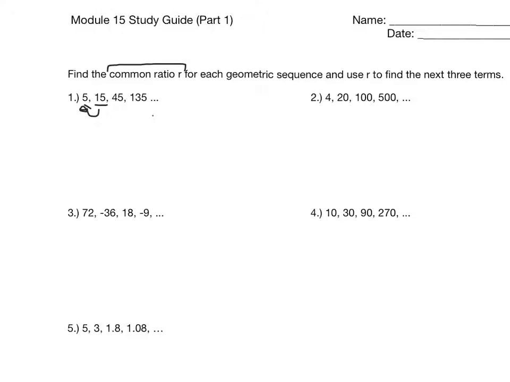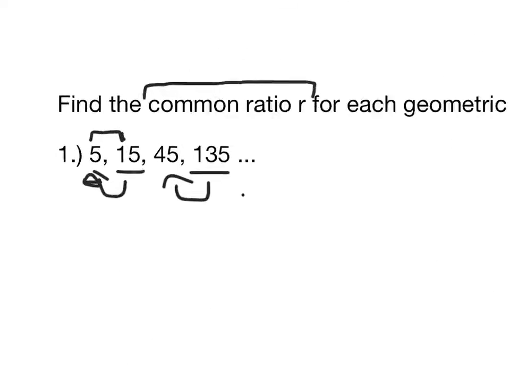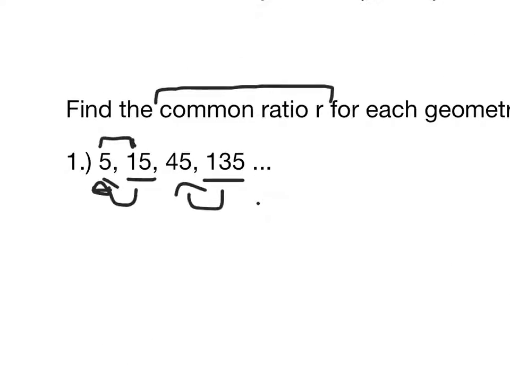You could have used any term, though. You could have used 135. 135 divided by 45 would also be 3. So that's just saying that in this geometric sequence, we are multiplying by 3 every time. That's our common ratio. That's all that means. Multiplying by 3 every time. So we have our common ratio, which is r equals 3.